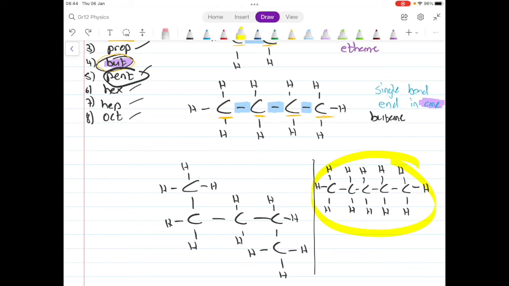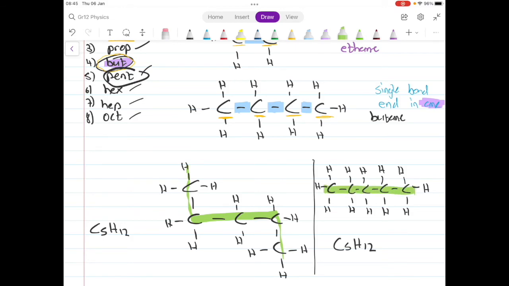So what you want to see is the following. If you count the number of hydrogens and carbons, here we obviously have 5 carbons, and the number of hydrogens is 12. If you count here, you'll see it's also 5 carbons and 12 hydrogens. So it's essentially the same thing because, as I said earlier, it's one continuous chain. Therefore, they're the exact same thing.